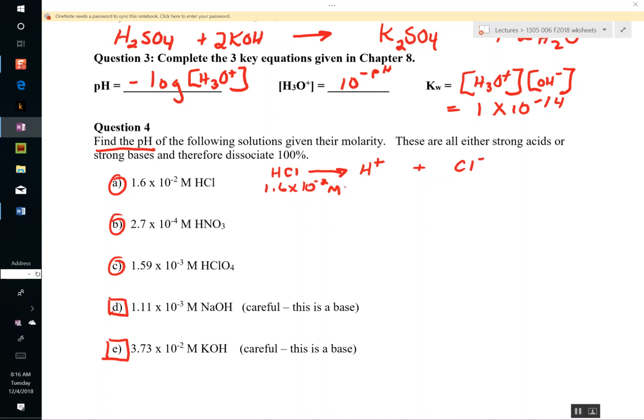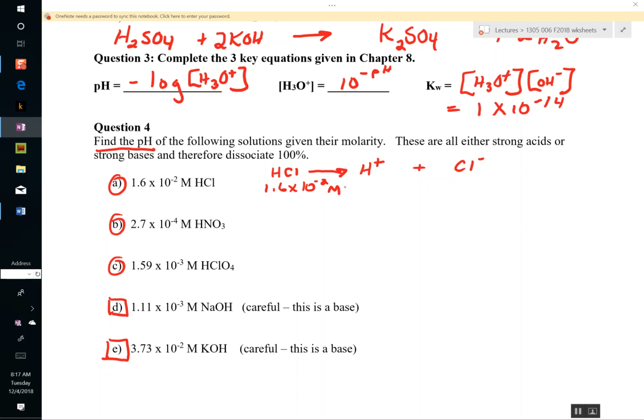Every one of these gives you one of those. That's 100%, it dissociates 100%. So every HCl, one HCl, gives you one H plus, or H3O plus. Right?